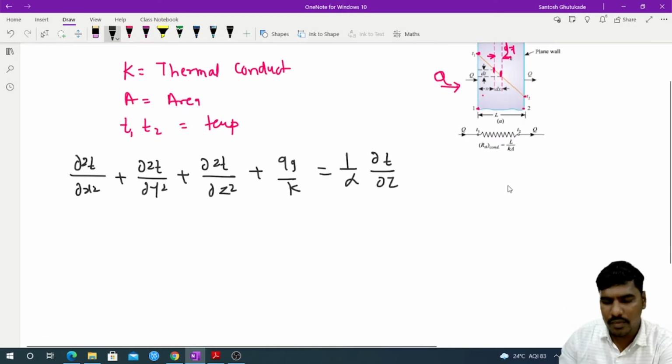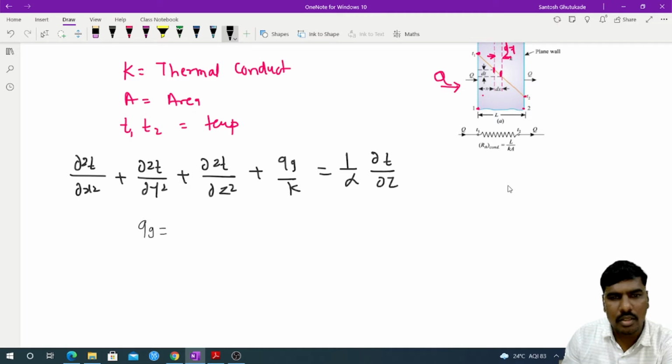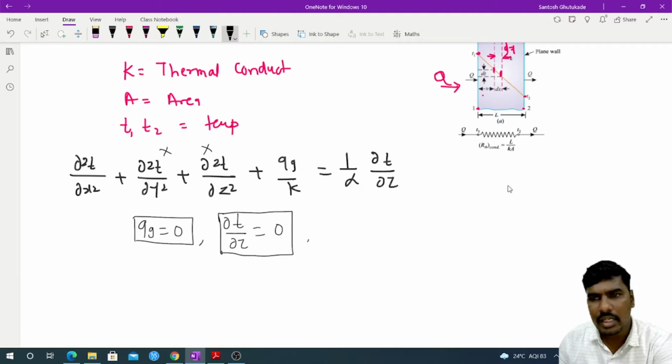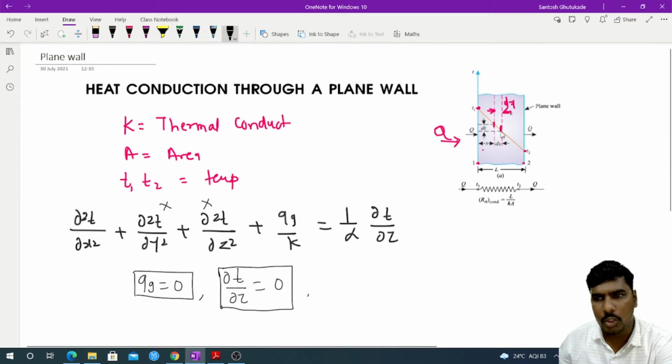Now we have to reduce this equation to the one-dimensional Laplace equation. In this case there is no internal heat generation, which means Qg is equal to 0. There is a steady state condition, that means dou T upon dou tau is also equal to 0. And heat flows only in one direction, so dou square T upon dou y square and dou square T upon dou z square we are not taking here, because heat transfer is only in the x direction. This is the first case, of uniform thermal conductivity. So we are assuming the same uniform thermal conductivity.